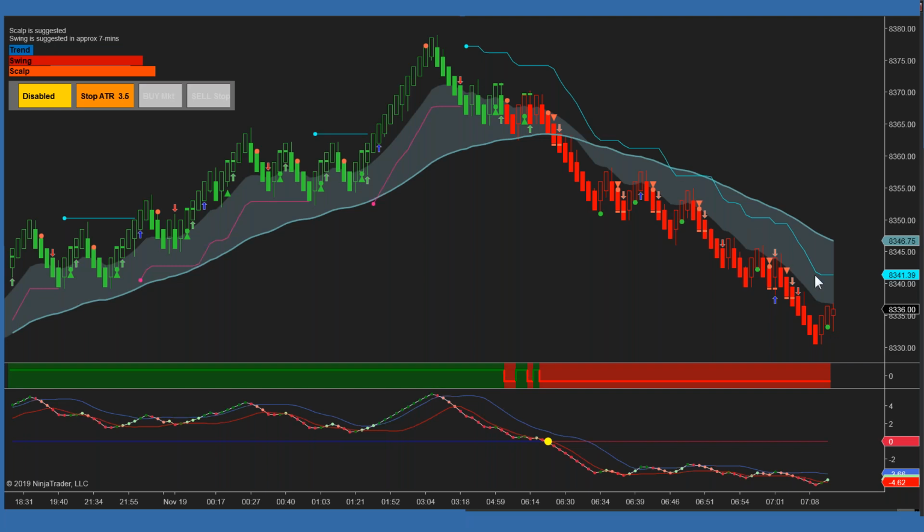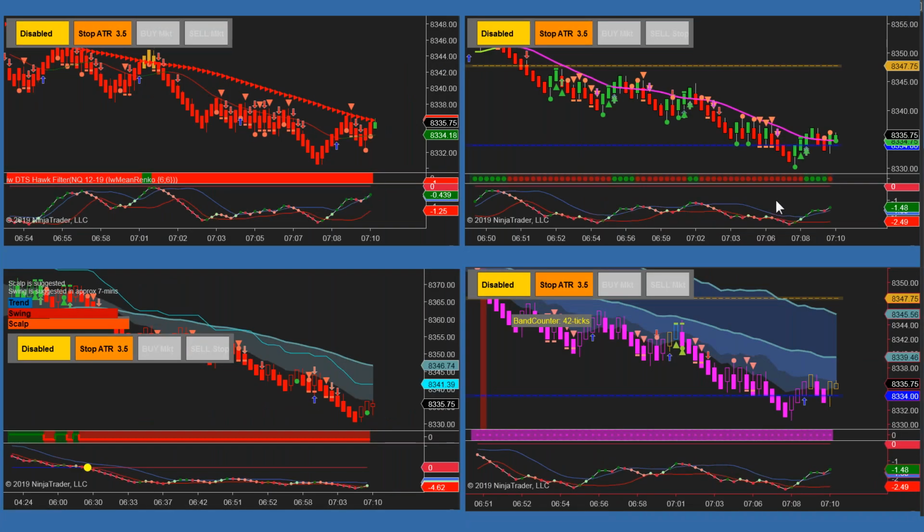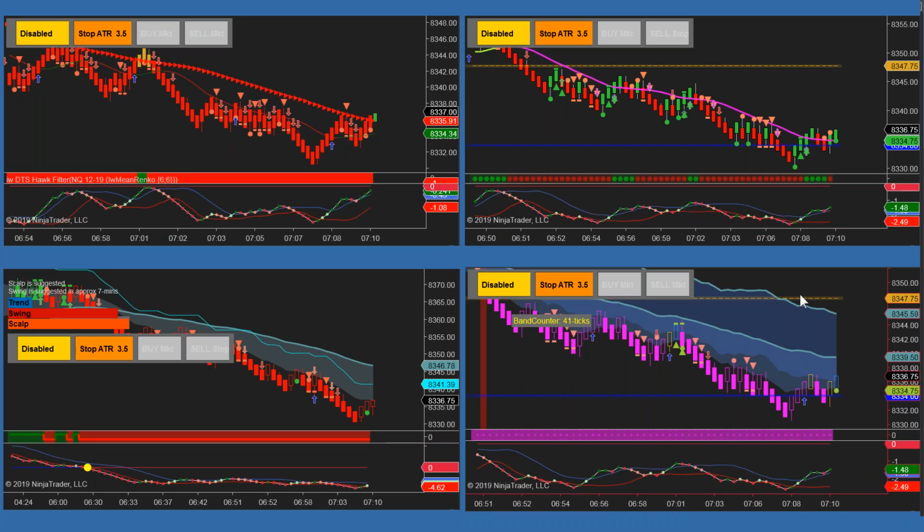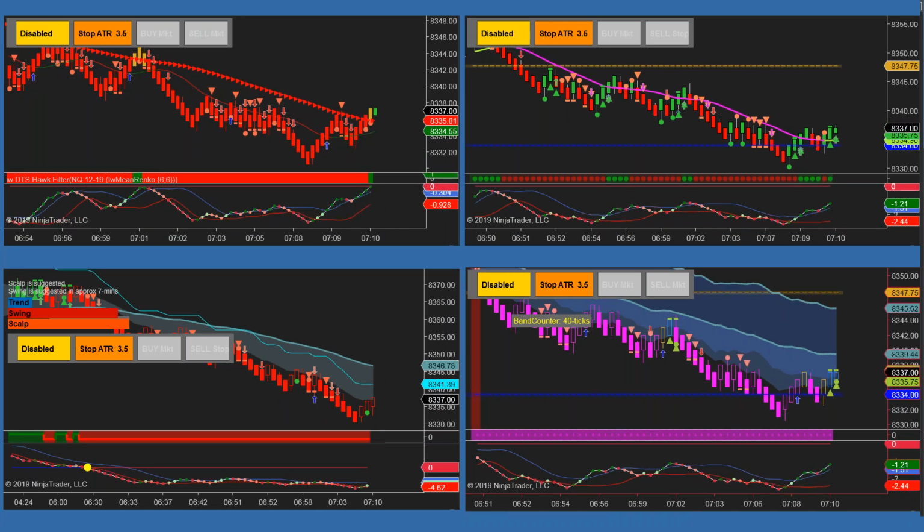But yeah, the ATR kind of giving you a better view of the overall trend. Works great when the market is trending, as do most indicators. Not so well when it's not.